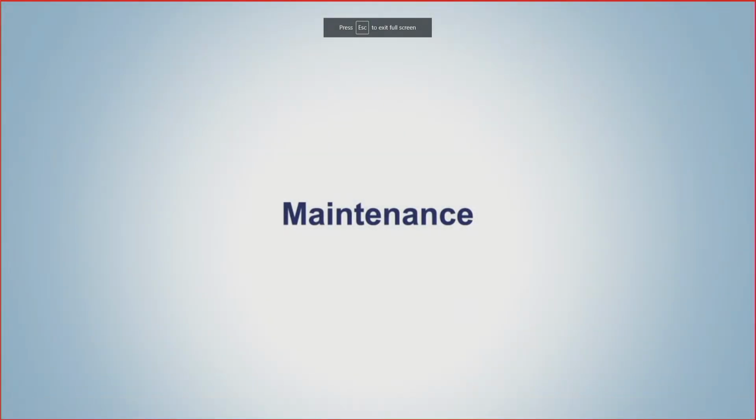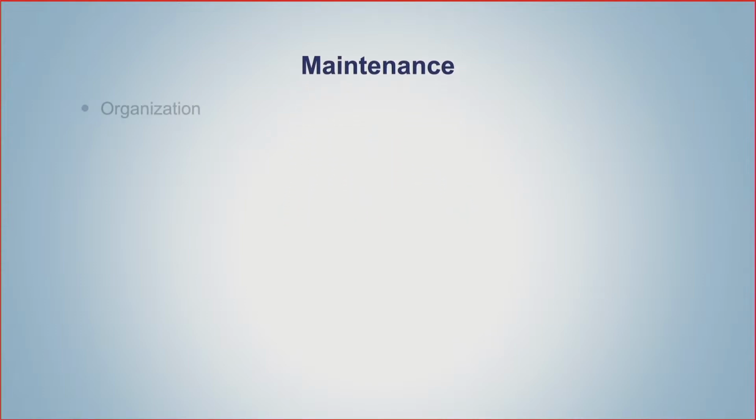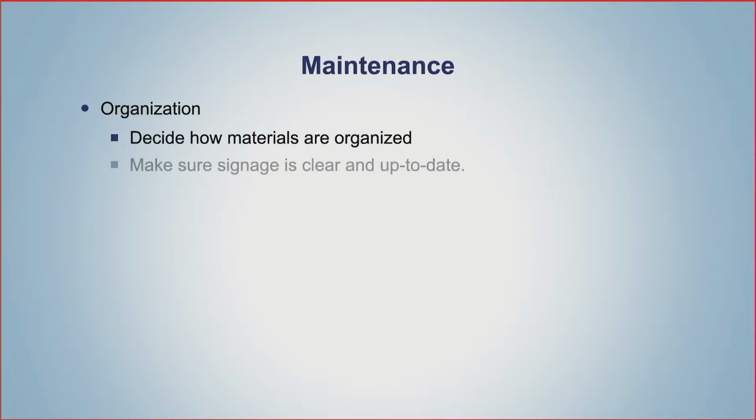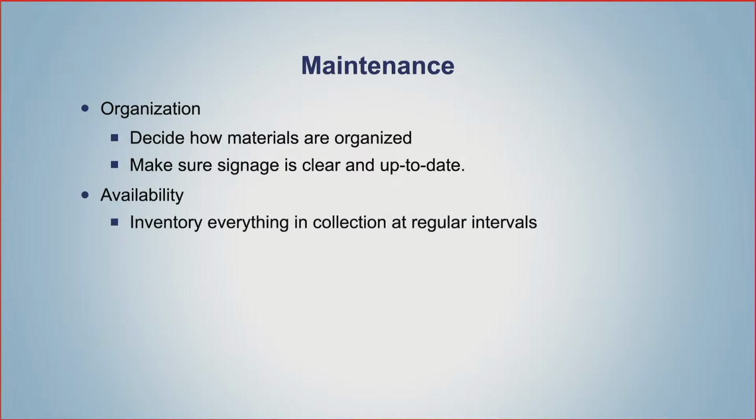District policies for the maintenance of library media collections must be followed. Policies should include guidelines for organization. Decide how materials are organized and make sure signage is clear and up to date. Availability: inventory everything in your collection at regular intervals and delete lost items in your library management system after a certain amount of time.